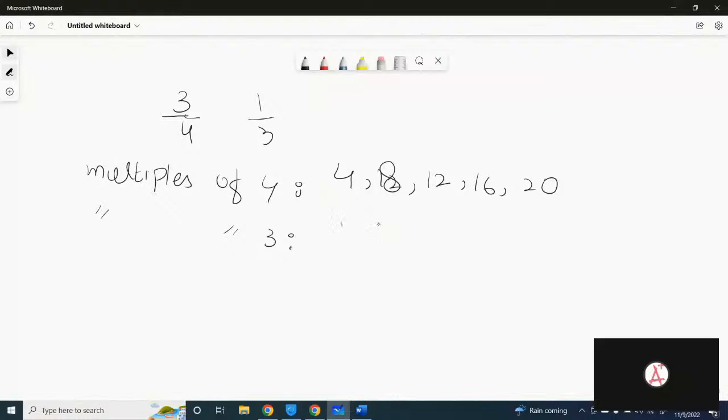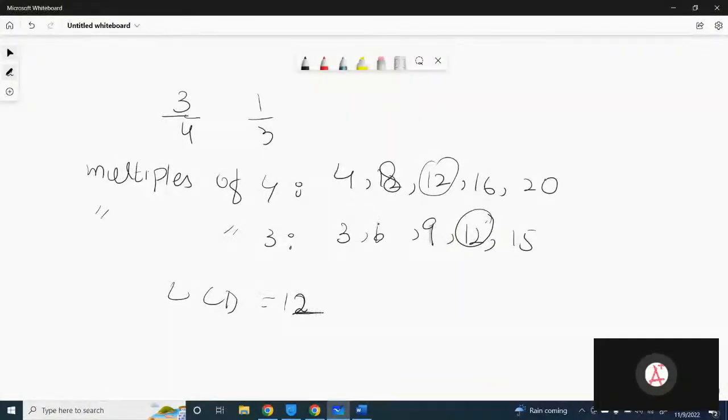Got it? 3 times 1 is 3, 3 times 2 is 6, 3 times 3 is 9, 3 times 4 is 12, 3 times 5 is 15. So the least number that is common for both the numbers is 12. Got it? So the least common denominator for both the numbers is 12. Got it, everyone?